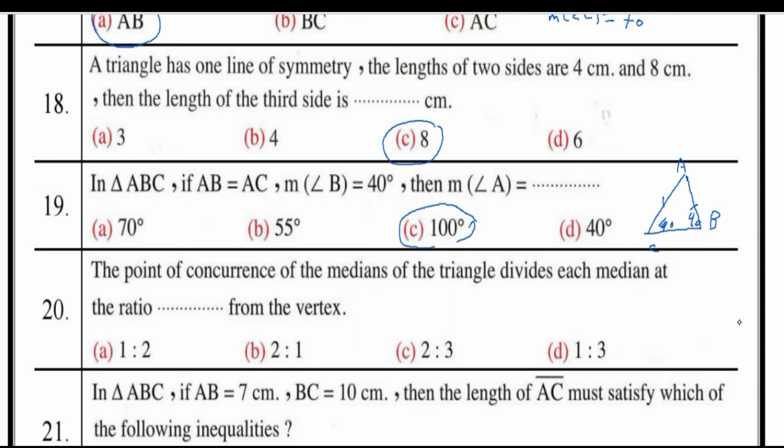The point of concurrence of the medians of the triangle divides each median at ratio from the vertex 2 to 1, from the base 1 to 2.